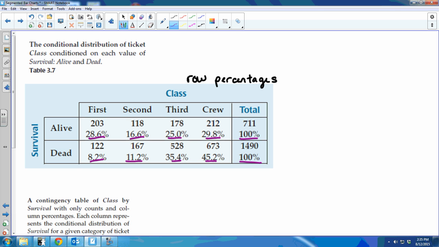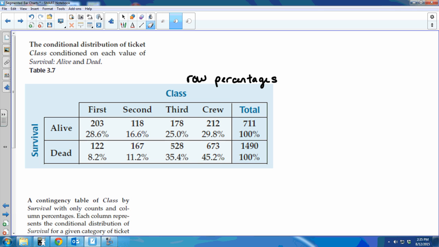So they said, okay, how many survivors were in first class? And they did 203 divided by 711. Right. And then they said, okay, how many survivors were in second class? And did 118 out of 711. And so they divided straight across. Does that make sense? So if you added up the percentages down the columns, you wouldn't get 100%, so they didn't divide that way. Right down the row.